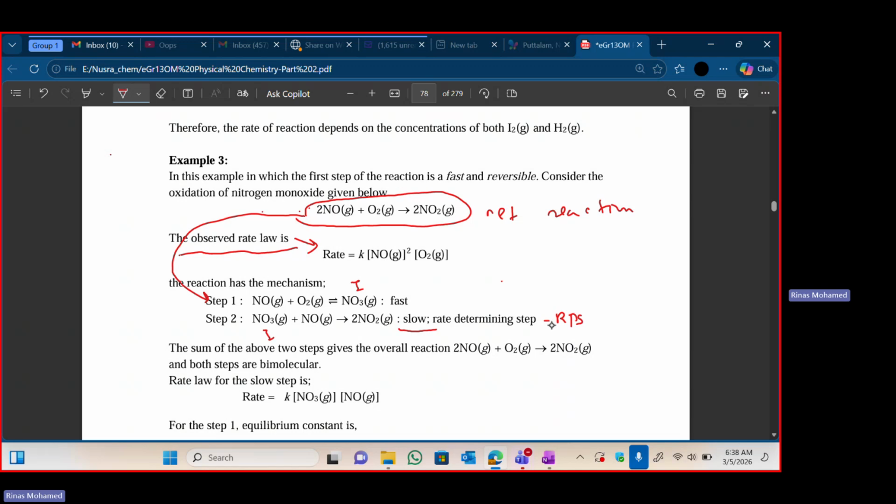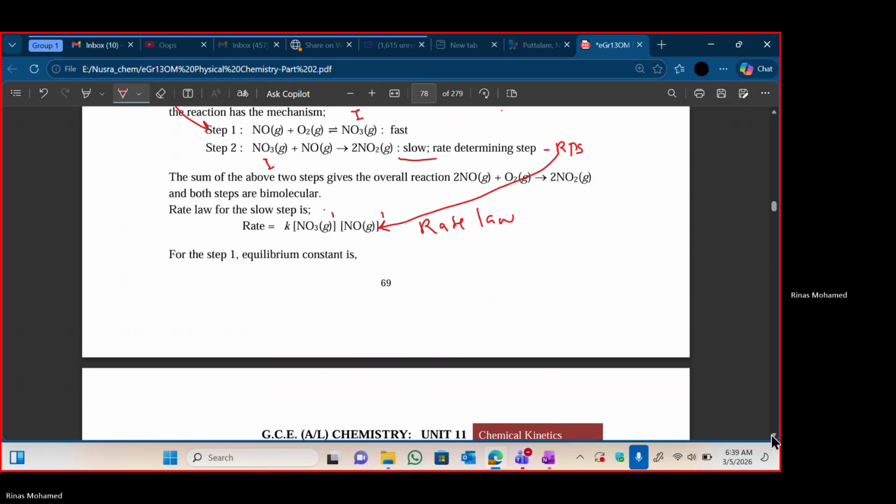Then using the RDS, how can you write the rate law? Rate law now: R equals K into, in the slowest step, NO3 is there, so NO3 to the power 1, and 1 NO is there, first order with respect to NO3 and NO. But NO3 we cannot keep in the rate law because that is an intermediate. Then how do I have to replace that?